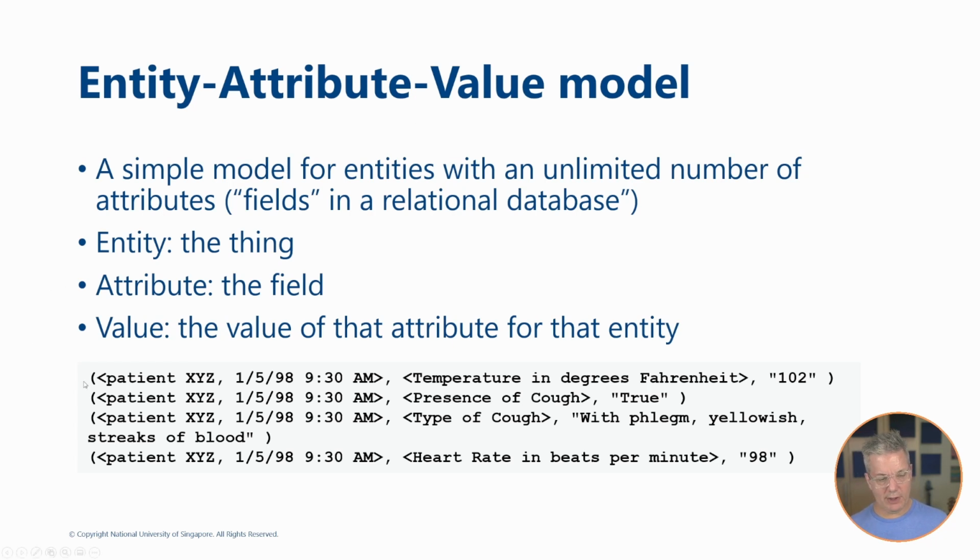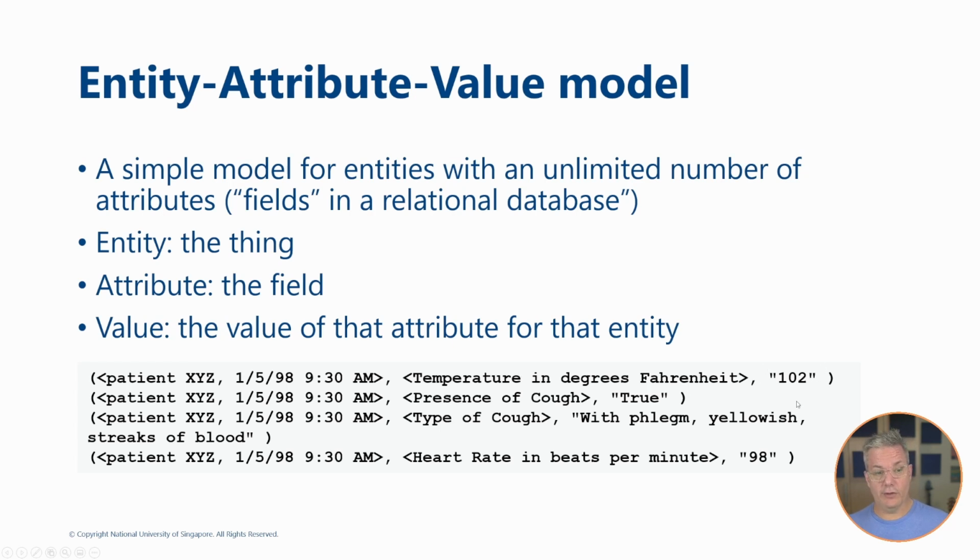So here we have an example of this. Here's a patient who visits, this is quite some time ago, this is from Wikipedia. The first field is between these angle brackets. So we have patient XYZ visits in 1998 at 9:30 a.m. That's the entity. It's a patient visit. The second is, in this case, temperature in degrees Fahrenheit, 102. That's maybe 38.5. So there you have the entity, the patient visit, the attribute, which is their temperature, and the value, which is in degrees.